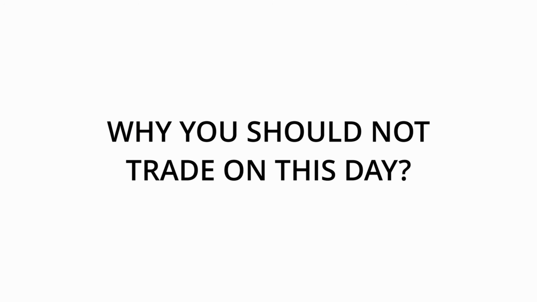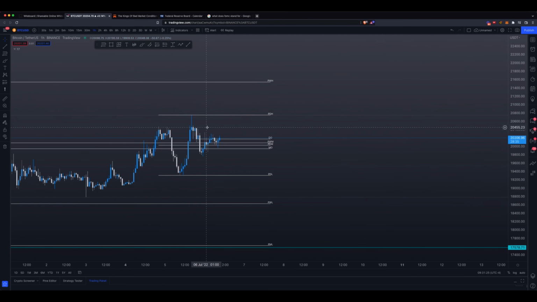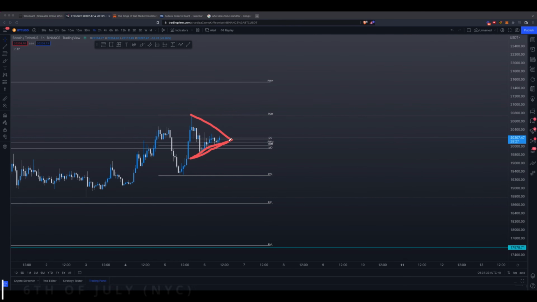Now, why is it that you should not trade on this day? Simply put, there is going to be a lot of uncertainty on days where there is an FOMC meeting. Now, I want you to pay attention to this. Today is the 6th of July based on New York time, and I want you to see the trading day basically for London and Asia for today has been just boring, and price has simply been consolidating and doing absolutely nothing for the past 12 hours or so. Now, why is that? Well, that's because the FOMC is a really important event.